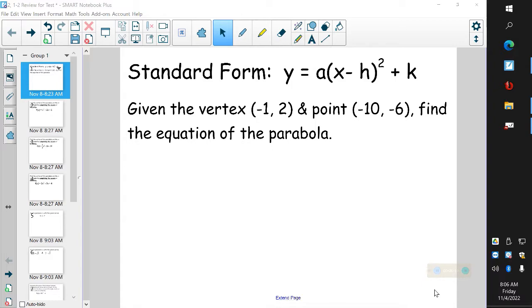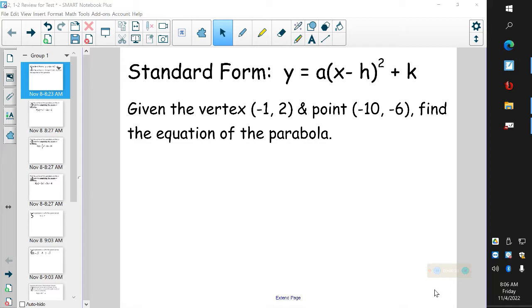Very first thing, vertex form is y is equal to a parenthesis x minus h quantity squared plus k. Your goal is to put all of your equations in this format the majority of the test, okay? I am giving you this vertex, -1, 2, and a point, -10, -6.